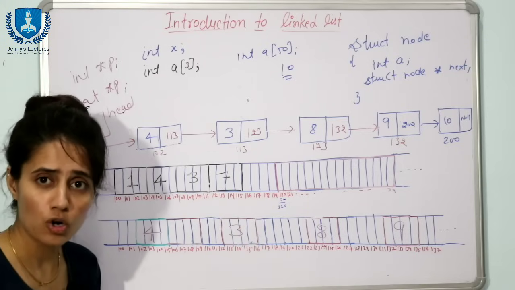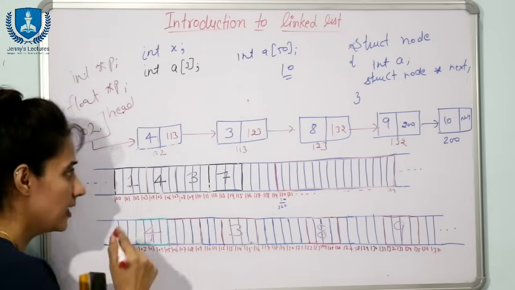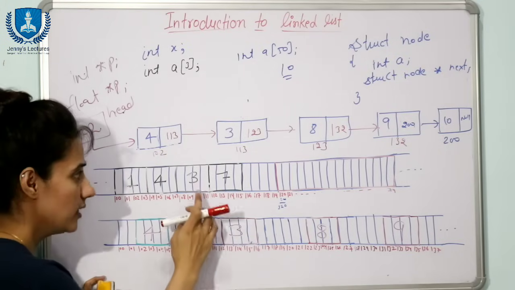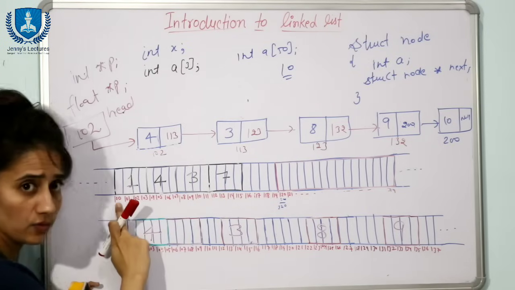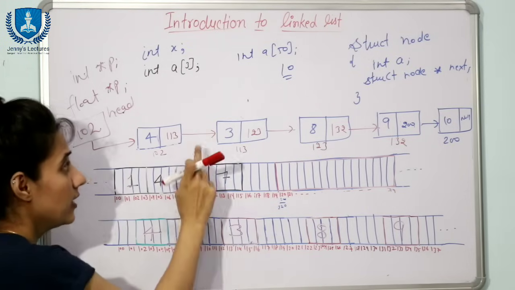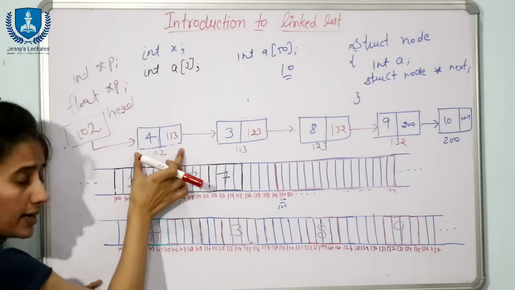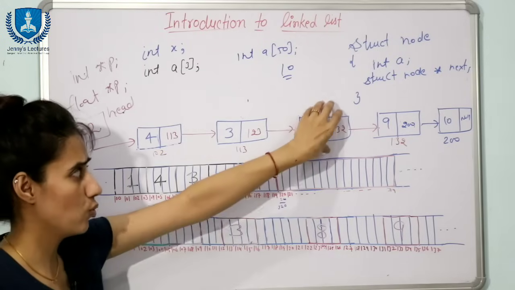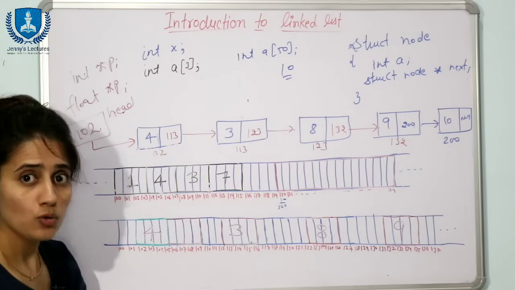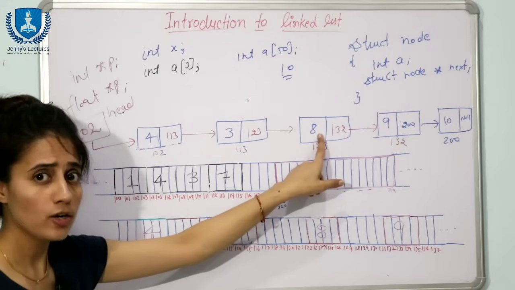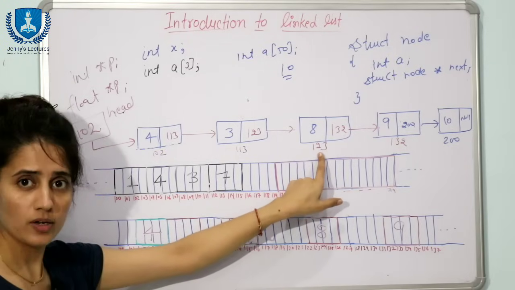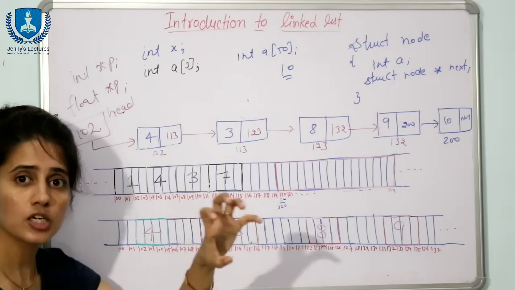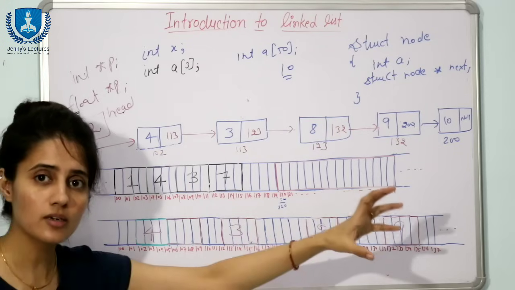But here random access is not possible. In an array, what is there? If you want to access this 3, you can directly access this 3. The compiler can directly compute the address of this 3 if it knows the base address. But here, if you know the base address, that is the address of the first node, 102, and you want to access this data, you cannot directly go there. The compiler cannot directly compute this address. Fine. That is the drawback, because here the data is not in consecutive locations. It is in scattered locations.